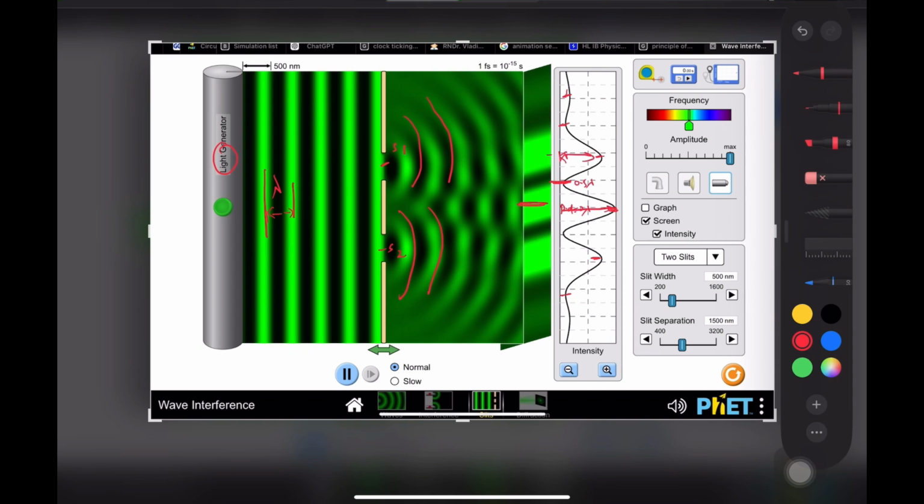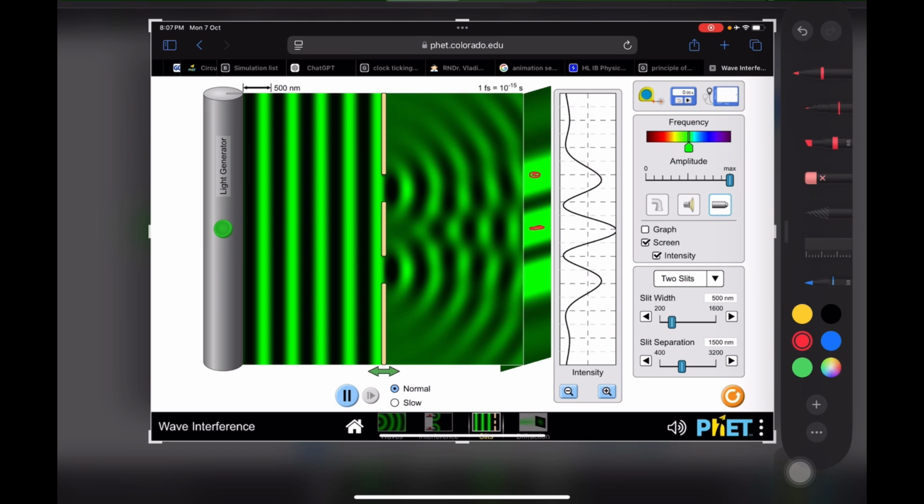The central maxima and others are called fringes. This is a bright fringe, another bright fringe. The separation between the two bright spots is called the fringe separation. I'm going to call it S. The distance between the two slits is called the slit separation, tiny d. The distance between the slit and the screen is called capital D. And the space between the two vertical lines here, the wavefront, is called the wavelength.